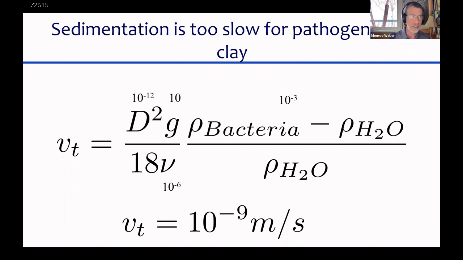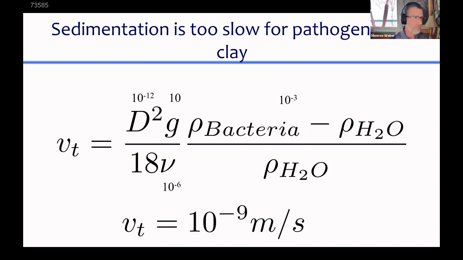Because that is the small difference between water and bacteria. Viscosity is about 10 to the minus 6. And you crank all that through and you get a terminal velocity on the order of 10 to the minus 9 meters per second, which is a nanometer per second. And I don't know when the last time was that you watched a race that was happening at a nanometer per second, but it's kind of boring. And we basically can't afford to wait.